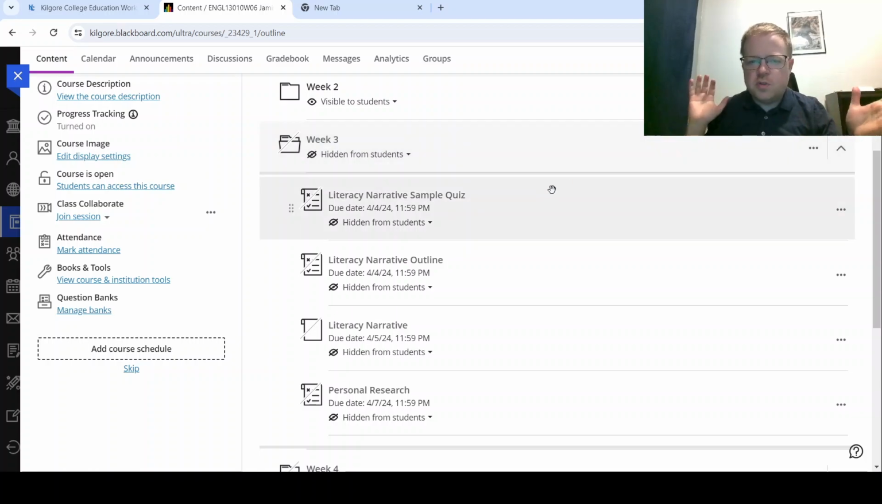This week we're going to focus mostly on drafting and writing out the literacy narrative. We're going to look at some examples, and then at the end of the week you'll do a little bit of preparation for the next major paper that we'll write. So the first thing that you'll do is you're going to complete this literacy narrative sample quiz.